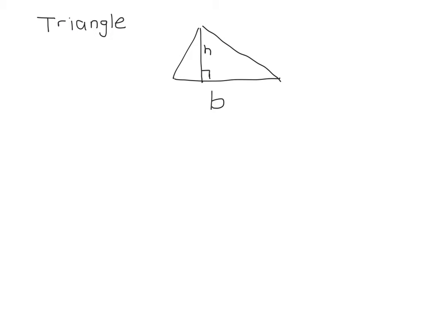For a triangle, if you're going to be finding the area, then the formula for area is 1/2 base times height. We did this earlier this year. So this is the base, and this is the height. And you could do 1/2 base times height, or you could do the base times the height, and then divide by 2.